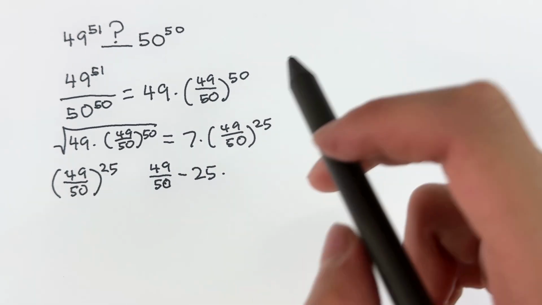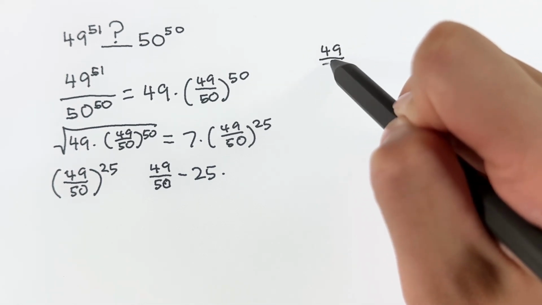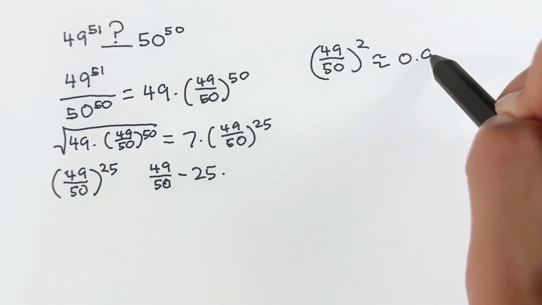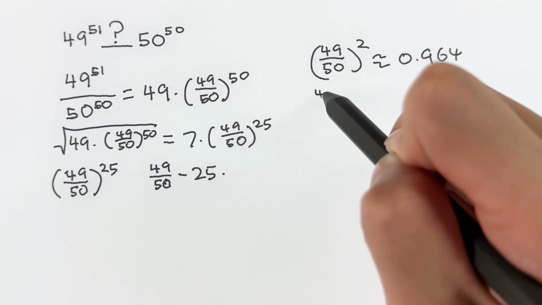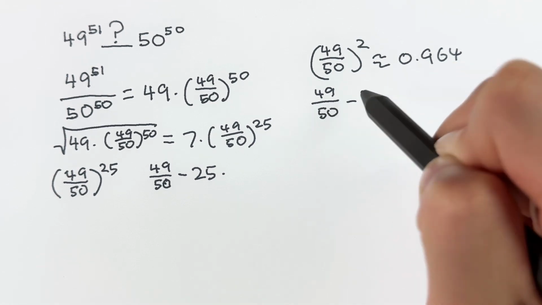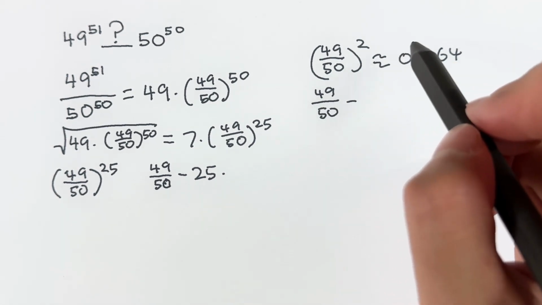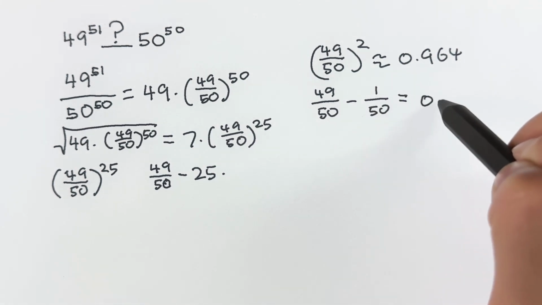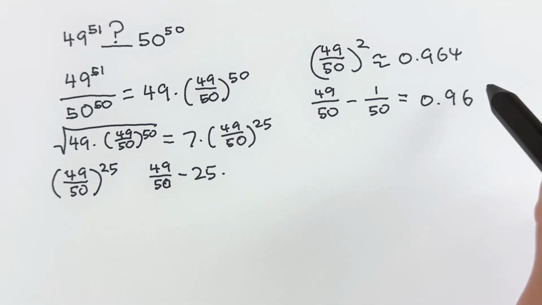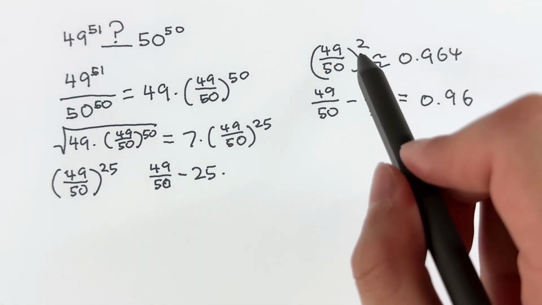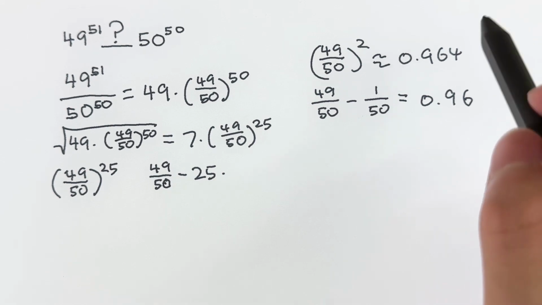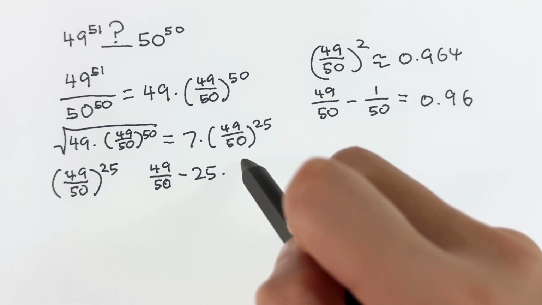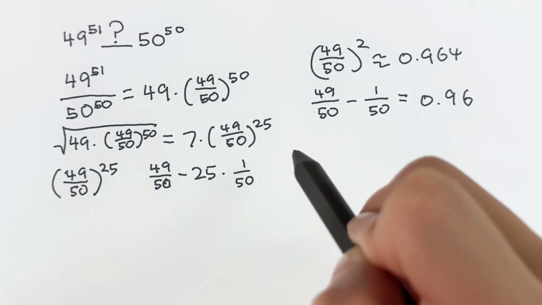Well, if you just take 49 over 50 squared, this will be approximately 0.964. But if you have 49 over 50 minus, in this case, 1 over 50, this will equal 48 over 50, which is 0.96. These are very similar, but we notice that 49 over 50 squared is larger than 49 over 50 minus 1 over 50. So in this case, we can try subtracting 1 over 50 25 times.